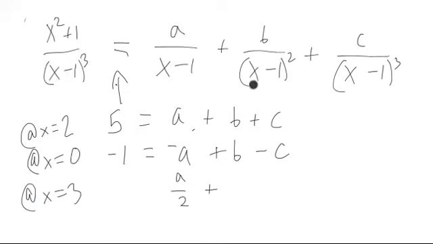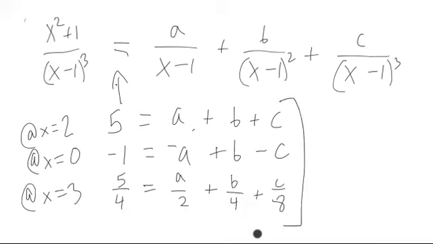So we have a over 2 plus b over 4 plus c over 8. And that's going to be equal to 3 squared is 9 plus 1 is 10, all over 2 cubed. So 10 over 8, which is the same thing as 5/4. So we have 3 equations, 3 unknowns. And we could work through the process of figuring out a, b, and c from these 3 different equations.